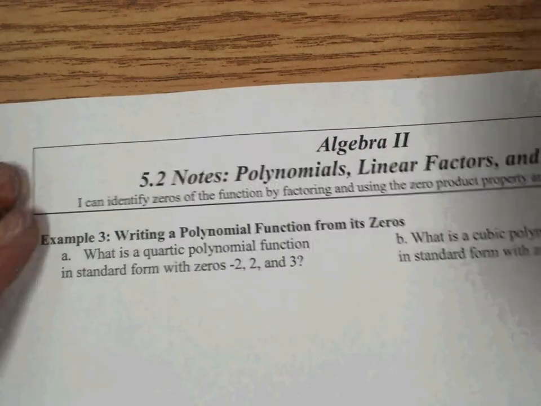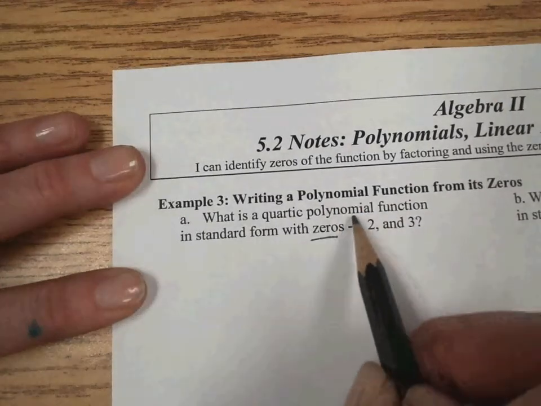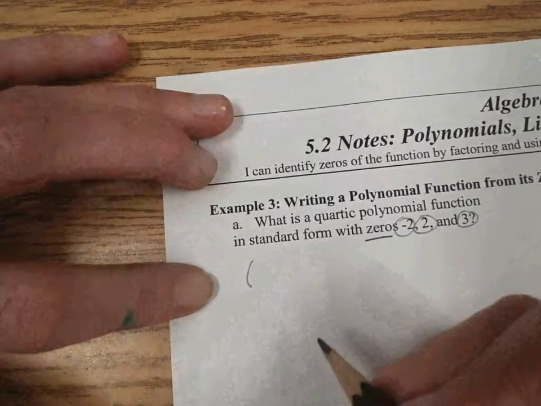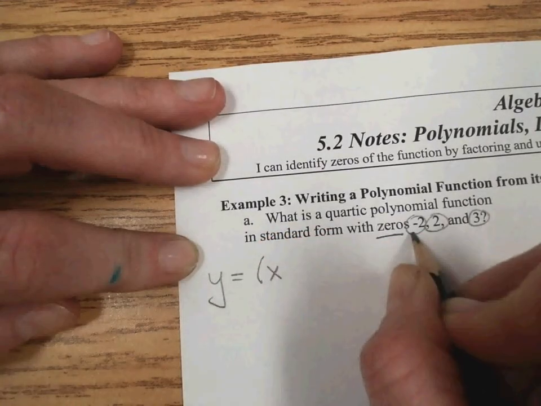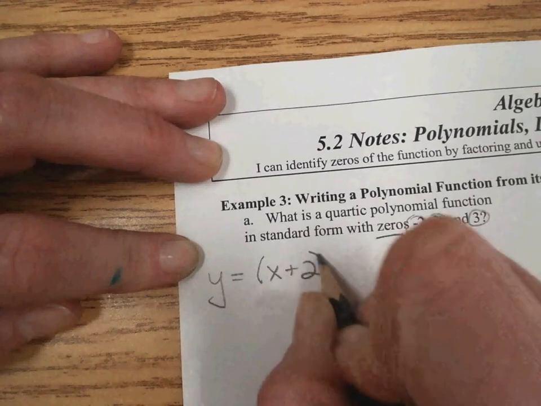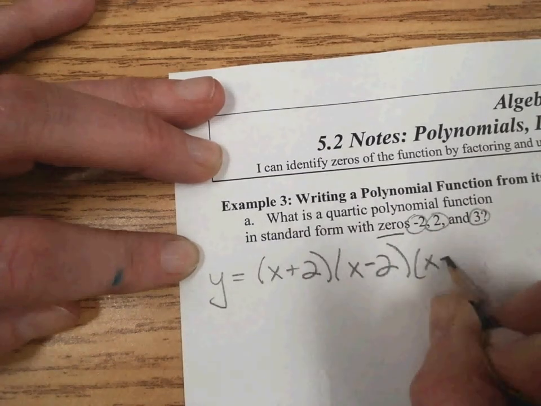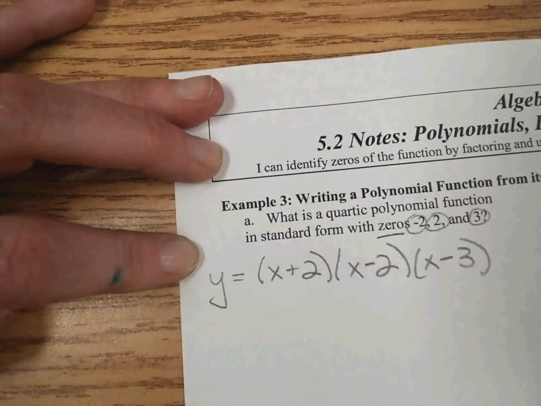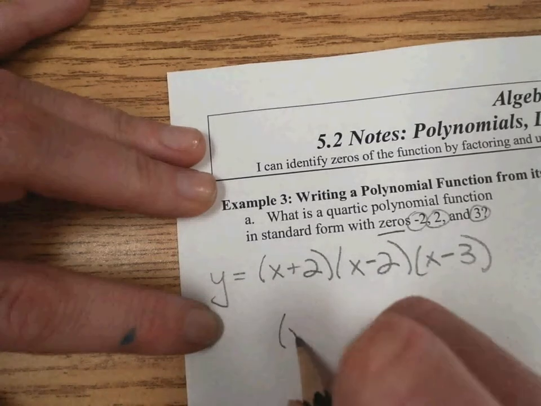Example 3, writing a polynomial function from its zeros. So this is the reverse. If our zeros are -2, 2, and 3, we could write one form of this polynomial as x plus 2, x minus 2, and x minus 3. Again, those are the opposite of each one of those zeros. The next thing we would do is factor that out.